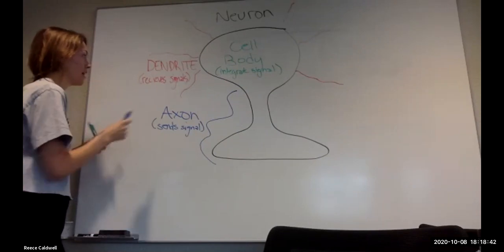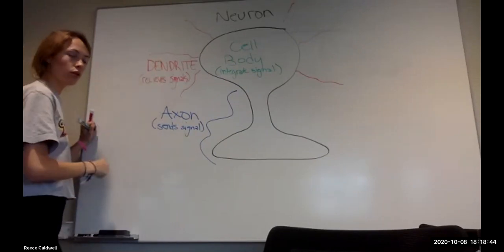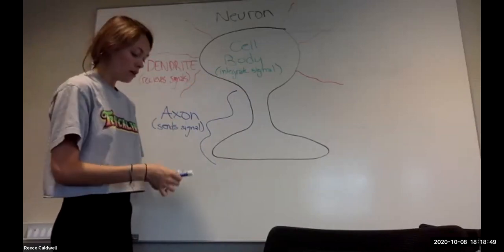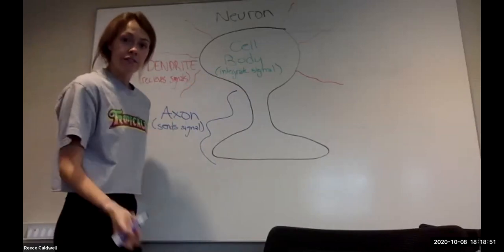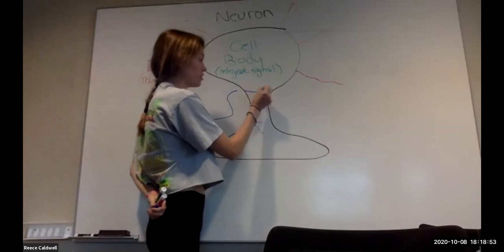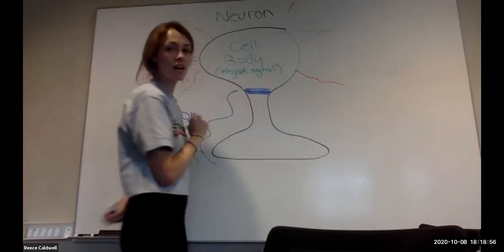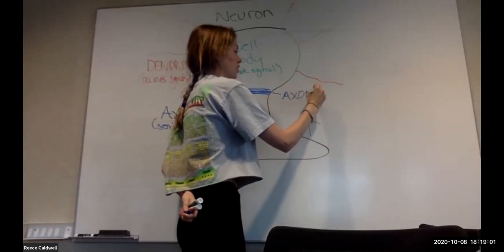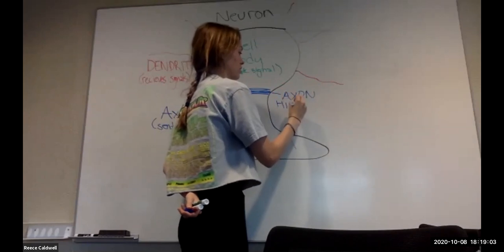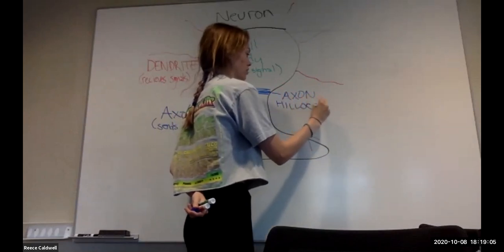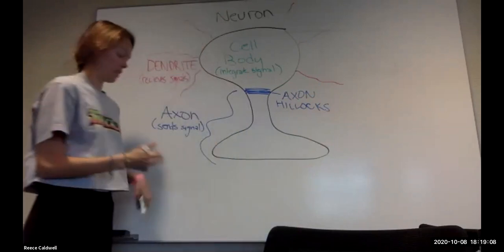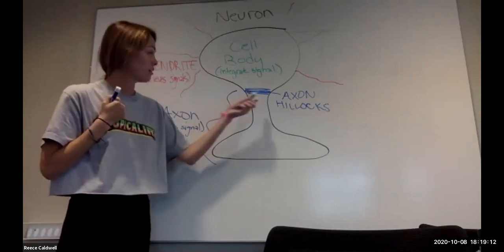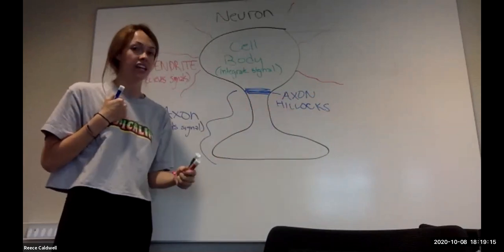So, one more time, the dendrite receives a signal, the cell body will integrate it and decide if it's strong enough. If it is strong enough, it will pass this point right here at the bottom of the cell body called the axon hillock. So that cell body will decide if the impulse is strong enough to pass the axon hillock.